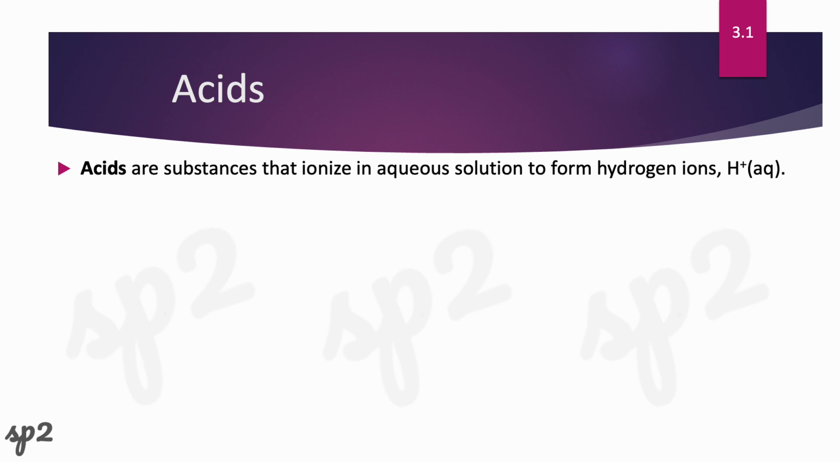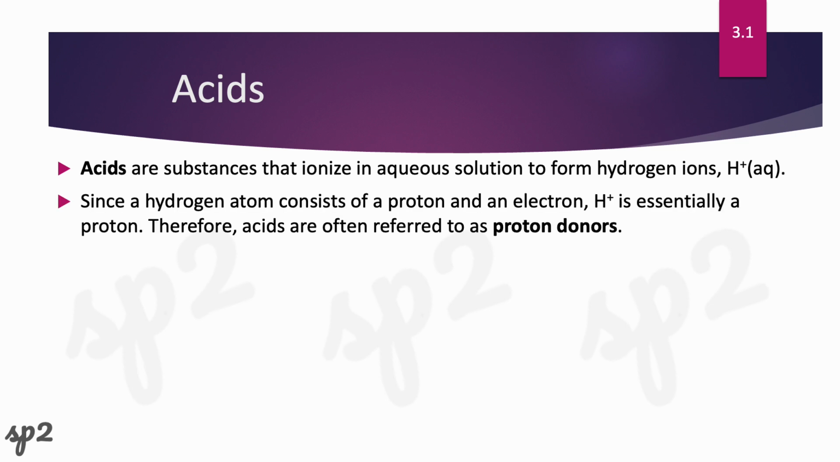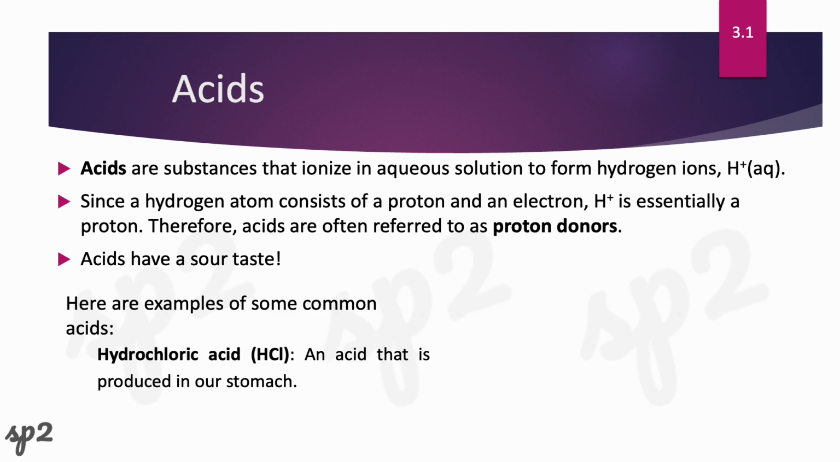Okay, so starting with the acids. Acids are substances that ionize in aqueous solution to form hydrogen ions, which is known as H+. Now, when you're thinking of your hydrogen atoms, they consist of a proton and an electron. So if I have an H+, essentially I lost my electron, right? So whatever is left over is just a proton, and that's why you can call your acids proton donors. Acids also have a sour taste, okay?